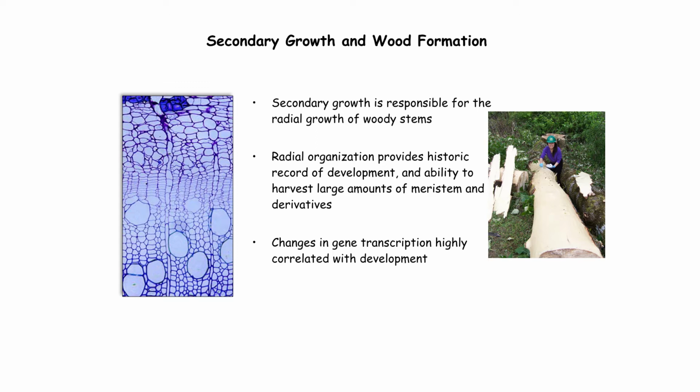So this is a really nice developmental biology system because this radial organization of the tissues actually gives us a developmental history of what's happening as far as products coming from the cambium that you can actually see in tree rings, for example. But we can also use this to our advantage.